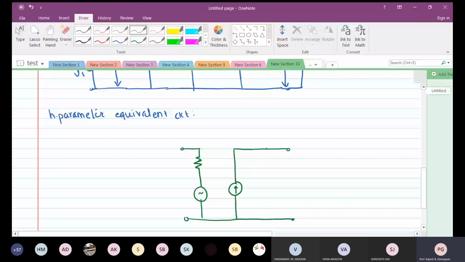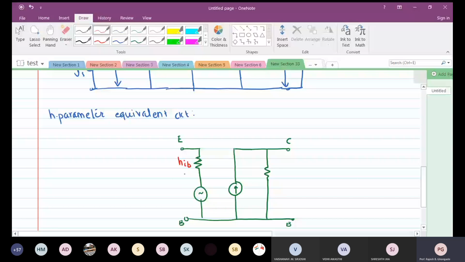Now you're going to tell me these parameters. This will be the base, this is the emitter, and this is the collector terminal. So what should be this parameter? This one, HIB.